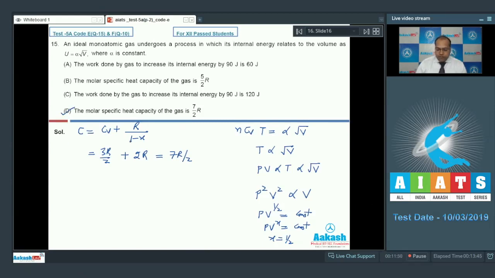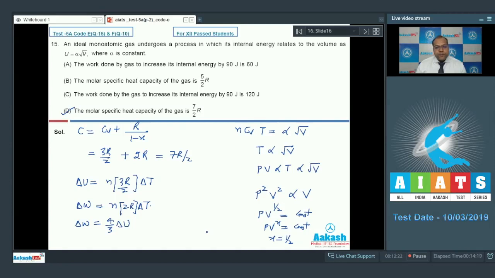Now, from the first law of thermodynamics, we can say that delta U can be written as n into 3R by 2 into delta T, and the work done by the gas, delta W, can be written as n into 2R into delta T. So if I take the ratio delta W by delta U, then it comes out to be 4 by 3, or delta W is equal to 4 by 3 of delta U.